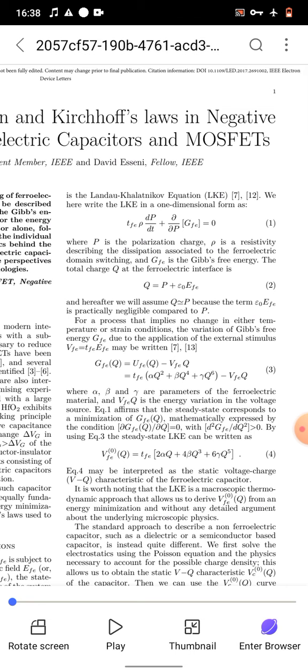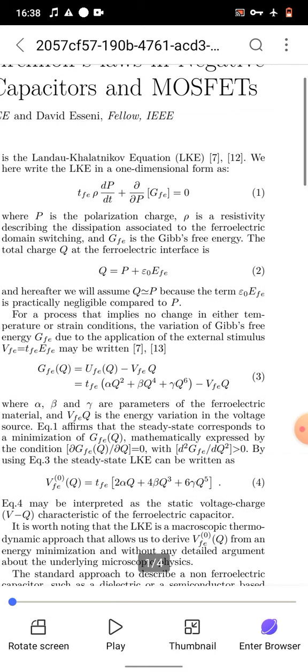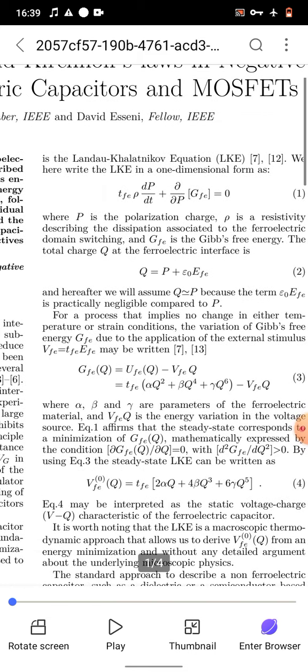If you see the equation here, rho_FE P naught delta P by delta T plus dou U by dou P into GFE equal to 0, where P is the polarization charge and rho is a resistivity describing the dissipation associated to the ferroelectric domain switching. GFE is the Gibbs free energy.